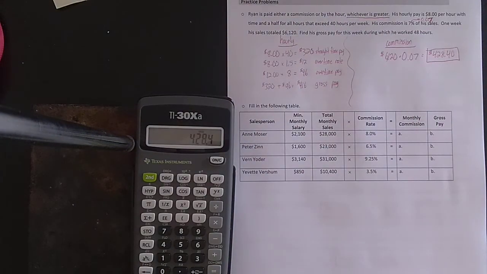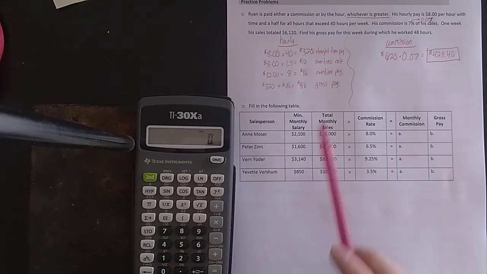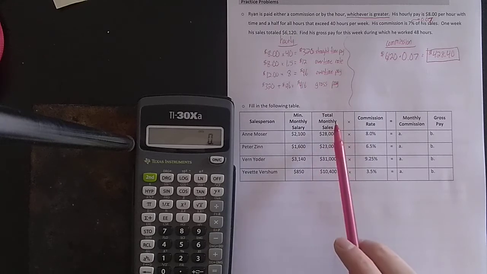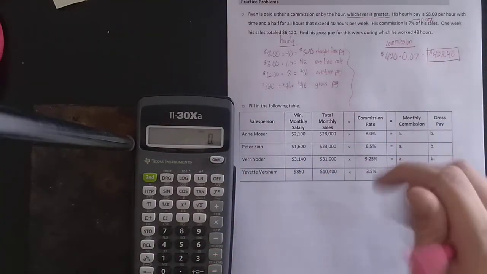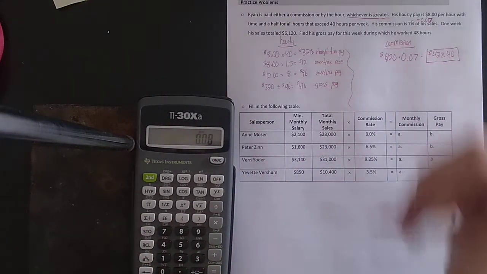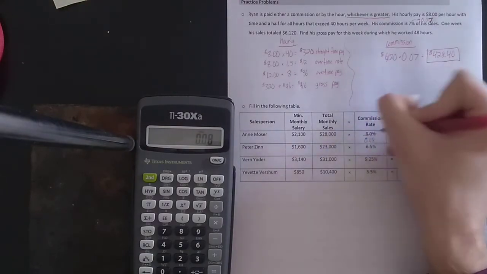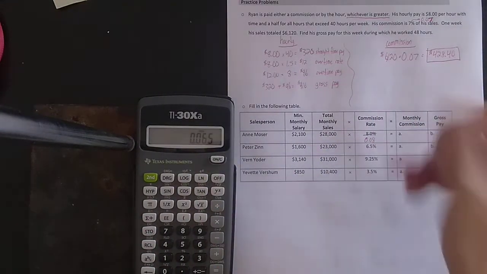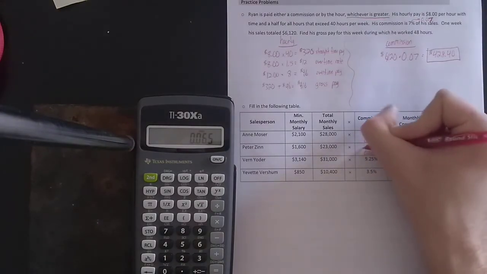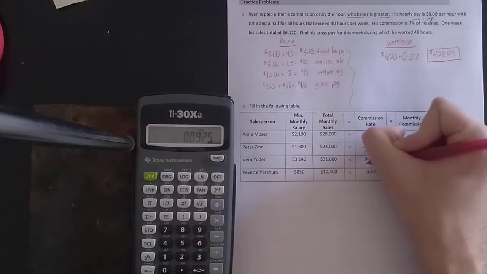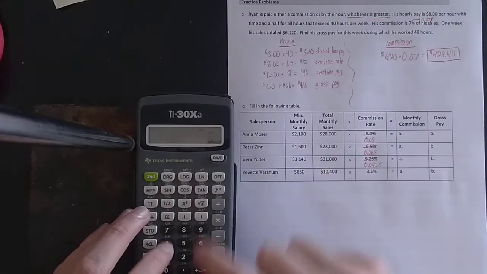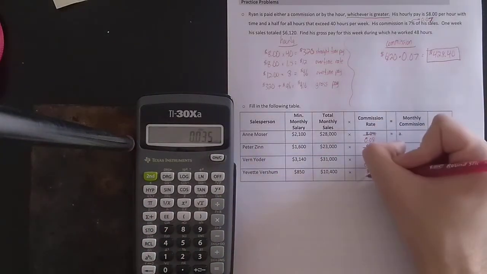We have some more similar problems with the following table. So the way that this works, this is just kind of the same question repeated a bunch of times. Here's the salesperson. Here's their minimum monthly salary. We have their total monthly sales listed multiplied by their commission rate. Actually, let's take these commission rates and change them into decimals right now. 8% is going to be 0.08. 6.5% is going to be 0.065. 9.25% is going to be 0.0925, and 3.5% is going to be 0.035.